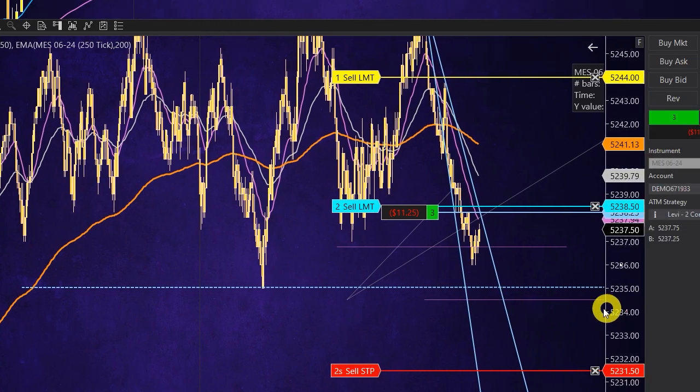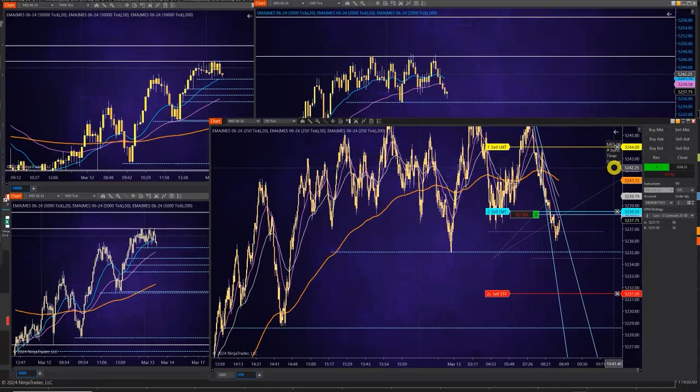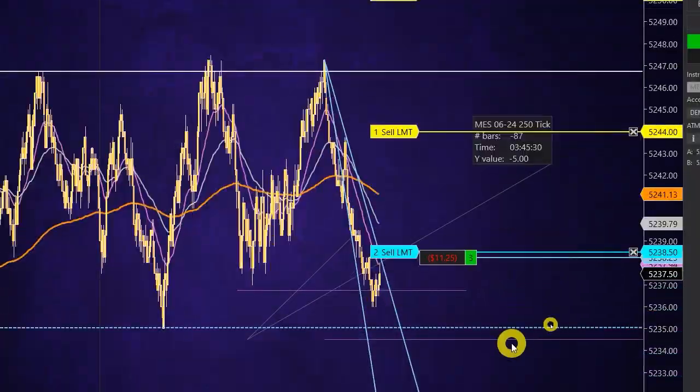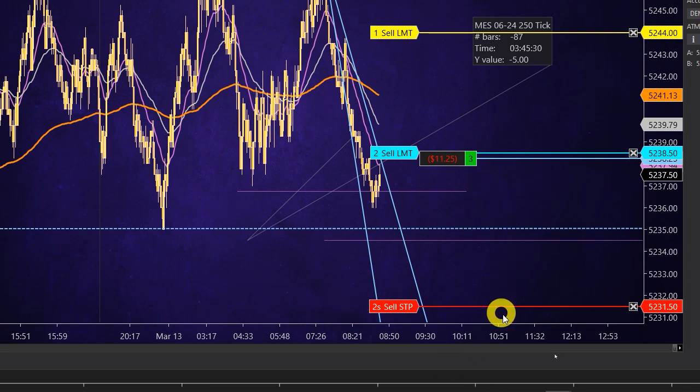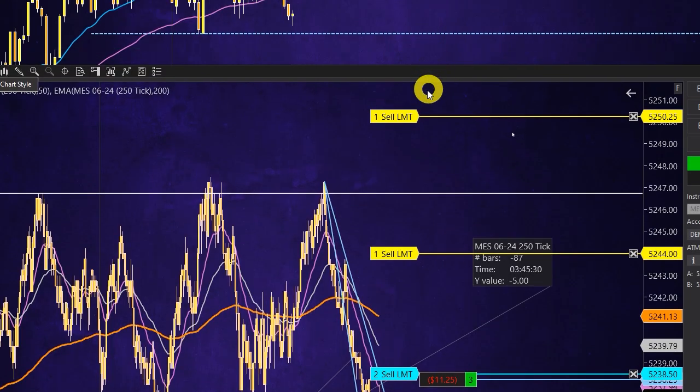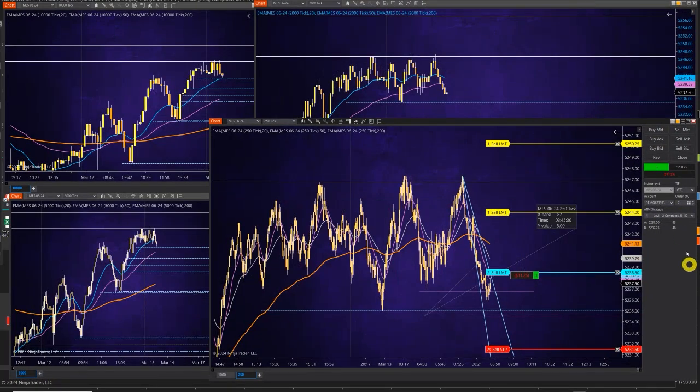So the whole point of this is to use two contracts or more and set profit targets and a trailing stop. Okay, so I have two profit targets here, and I have a trailing stop set in this, and my stop loss. Stop loss is 25 ticks. Profit target 1 is 25. Profit target 2 is 25. And then I have a trailing stop.